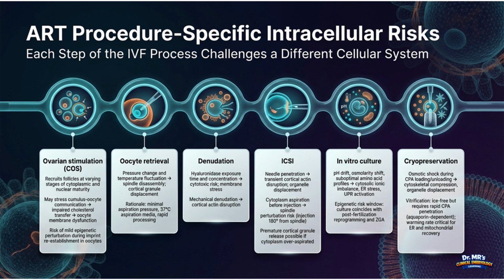Okay, so we get the oocyte to the lab. If we are doing ICSI, we have to strip the cumulus cells off, denudation. We expose it to an enzyme, hyaluronidase, and we mechanically pipette it. What are the intracellular hazards here?